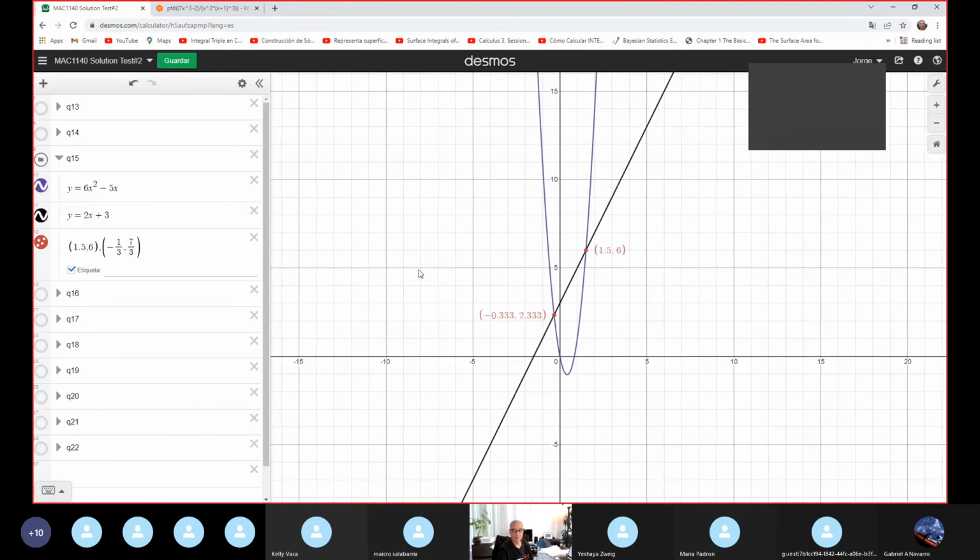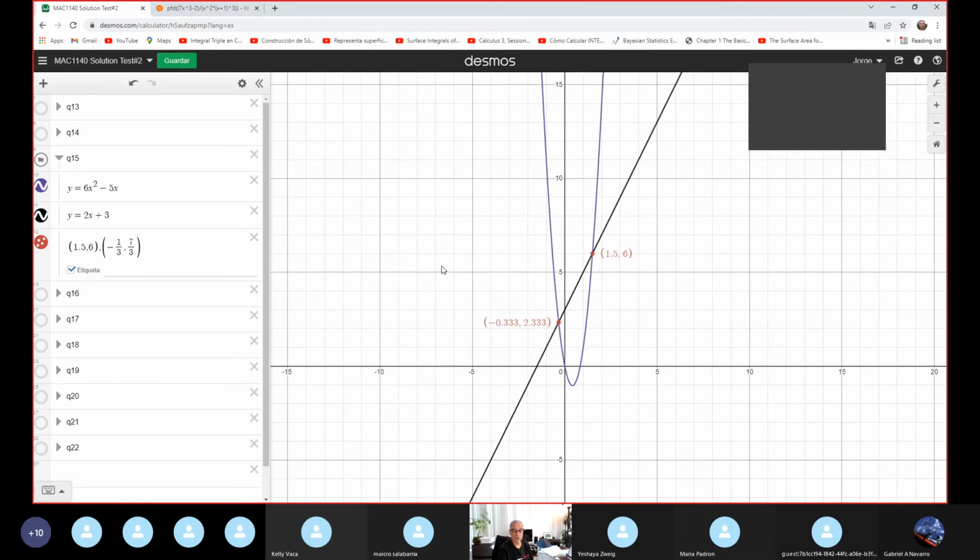Look at that. This equation, the first, is a parabola in purple color, and the second is the line in black color, and the points are, in this case in decimal, 1.5, 6, and -1/3 is 0.3 repeated, and 7/3 is 2.3 repeated. Well, let me see if it's possible to express it like a fraction.